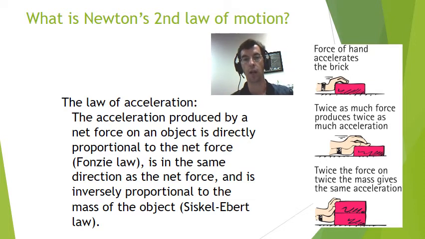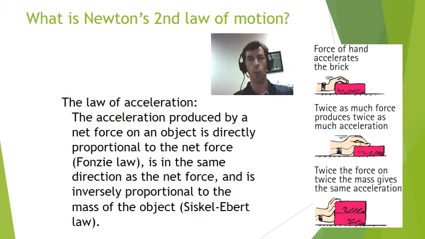Now let's look at the second clause. It says the acceleration produced by a net force on an object is inversely proportional to the mass of the object. This is what I call a Siskel-Ebert law. Remember, Siskel and Ebert were movie reviewers who came up with the whole thumbs up, thumbs down movie review system. Their show was most entertaining when they disagreed, when the one guy liked a movie and the other guy didn't like a movie. That's why I call this the Siskel-Ebert law.